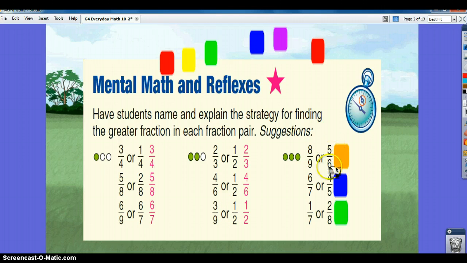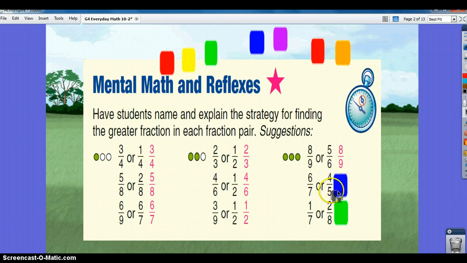8/9 or 5/6. Again, you can find common denominators to figure this answer out. Or you can think, is 8 out of 9 going to leave me with less of a piece left over than 5 out of 6? And you should have discovered, yes, that it would.